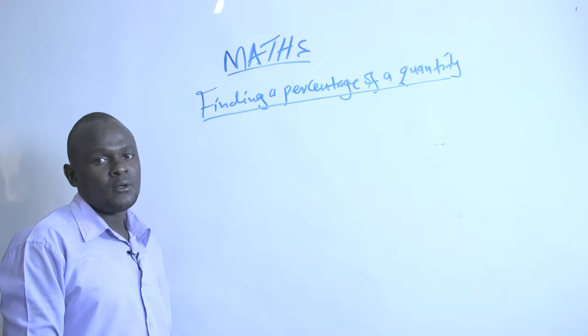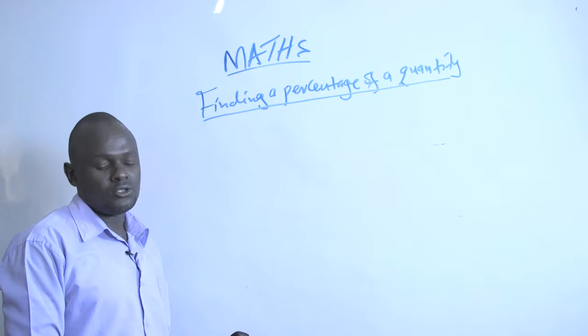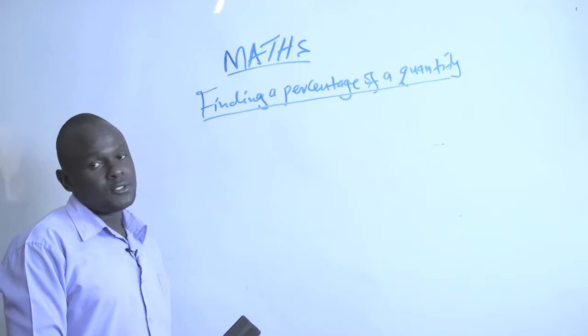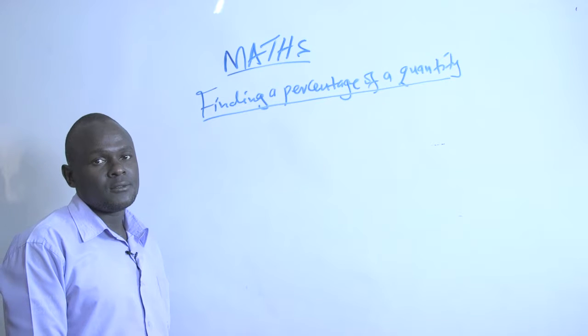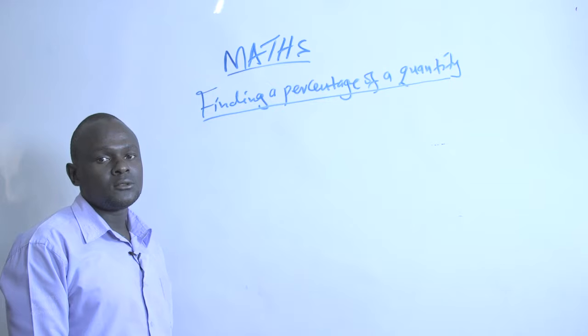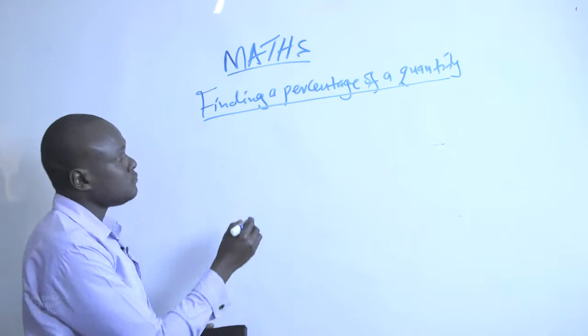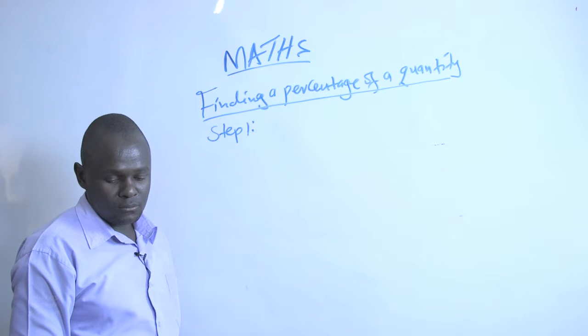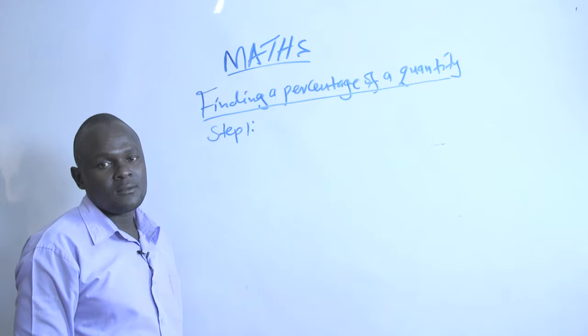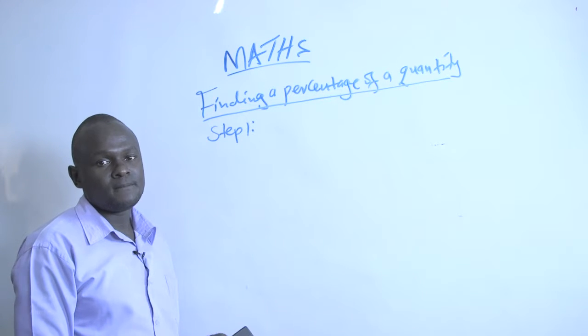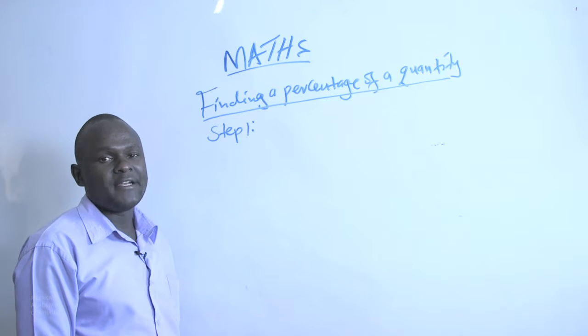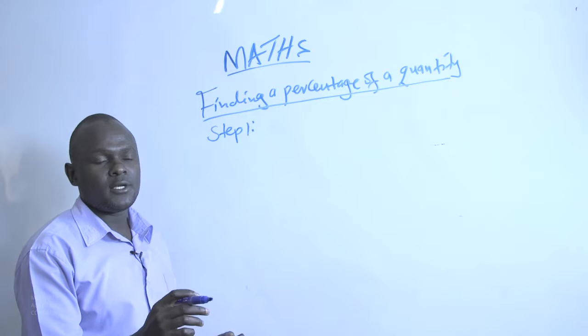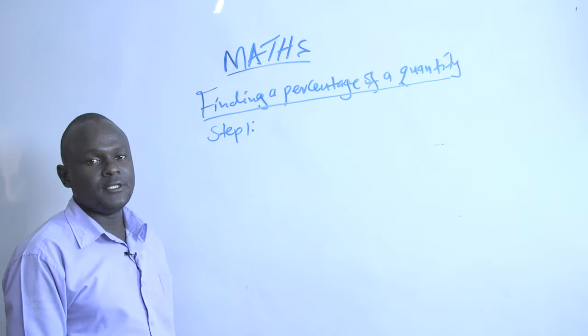This basically means we are given a certain quantity, then they want us to find its percentage. And to execute that, there are 2 vital steps that should be followed to carry out this particular operation. And the first step, we write the percentage that we would wish to find as a fraction or a decimal. Then we multiply that particular fraction or decimal by that particular given quantity.